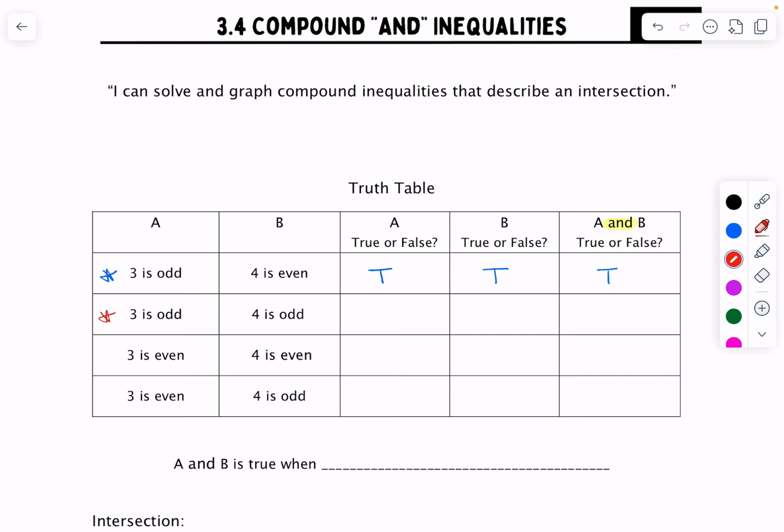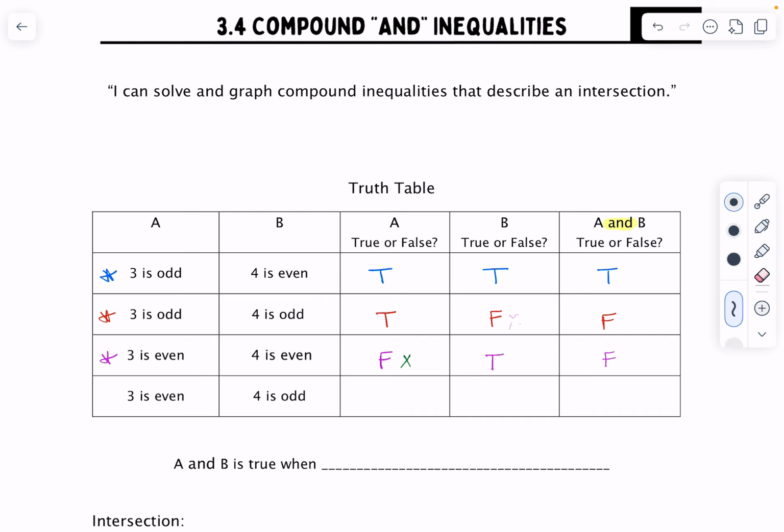This says 3 is odd, that's true, and then it says 4 is odd, that is false. Are both A and B true? No, this is false, so this has to be false. They have to both work for this truth table to work. For the next row, it says 3 is even, that's false. 4 is even, that is true. Well, because this one is false, the whole thing is false.